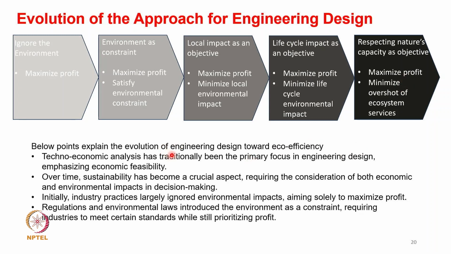So let's look at the points below that explain the evolution of engineering design towards eco-efficiency. Techno-economic analysis has traditionally been a primary focus in engineering design, emphasizing economic feasibility. Over time, sustainability has become a crucial aspect, requiring the consideration of both economic and environmental impacts in the decision-making process. Initially, industry practices largely ignored the environmental impacts, aiming solely to maximize the profit. Once regulations were introduced, they became a constraint, and the production unit has to meet certain standards while still prioritizing the profit.